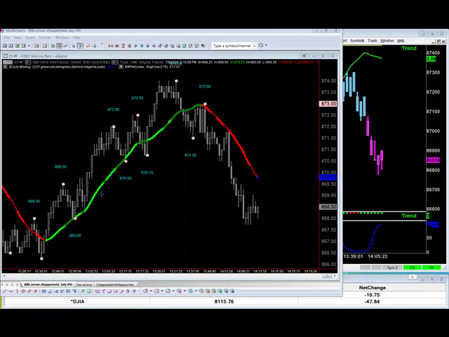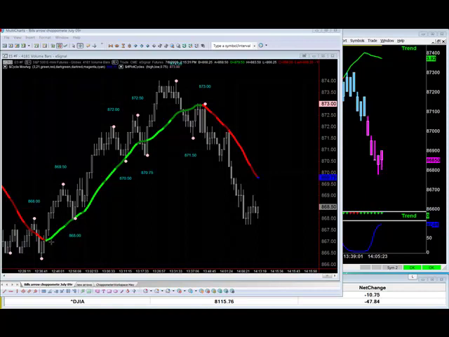A cycle-based moving average with colors in it. Now, the colors do mean something. The dark colors are actually pullbacks in the price. And so some people take the cycle moving average and get in when the colors change.